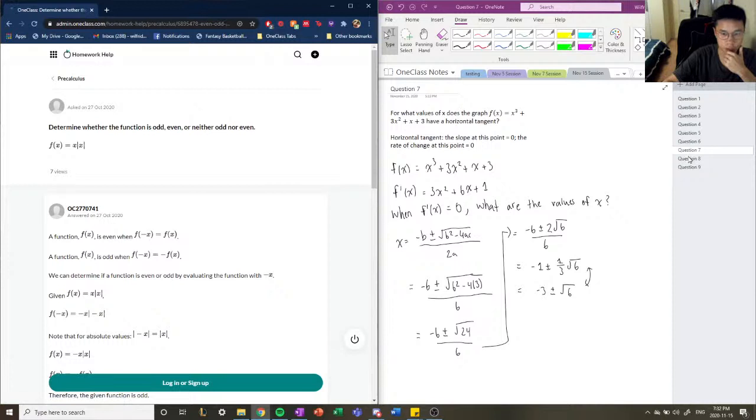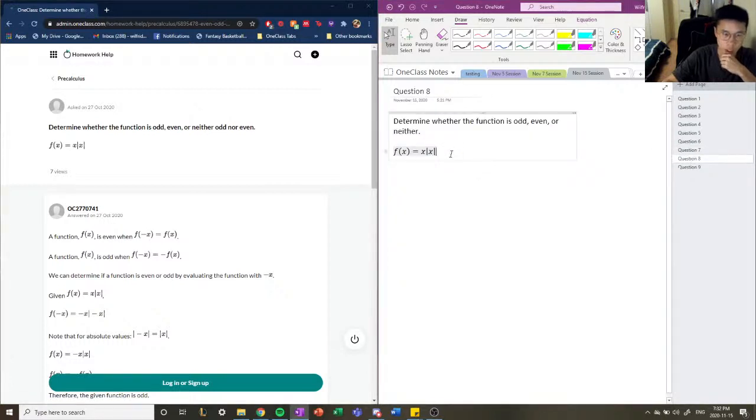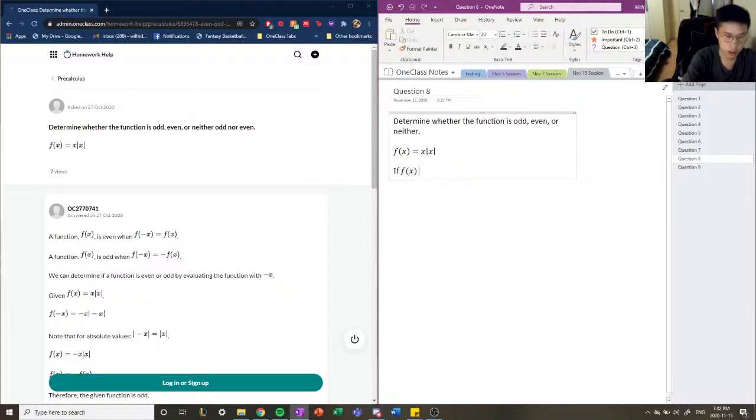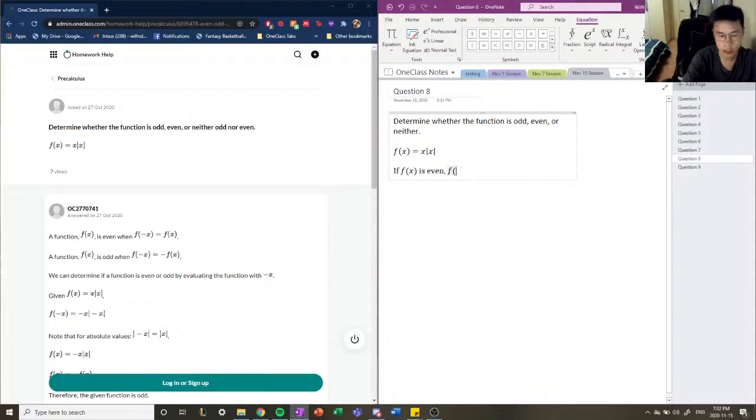Cool. All right, moving on to question number 8. All right, so the question reads, determine whether the function f of x equals x times the absolute value of x is odd, even, or neither. So when a function is even, if f of x is even, then this is the condition that follows. So f of x is even, then f of negative x is equivalent to f of x.